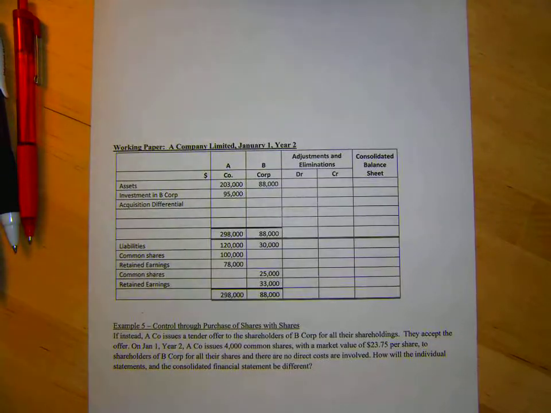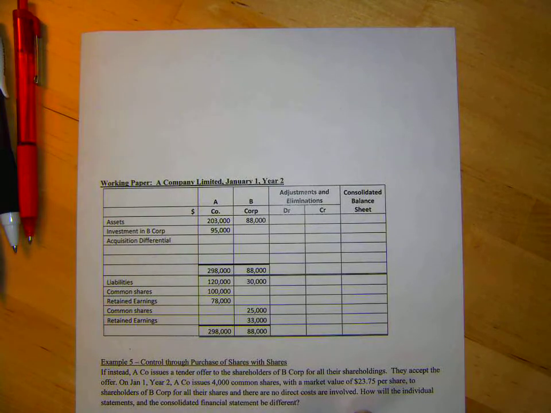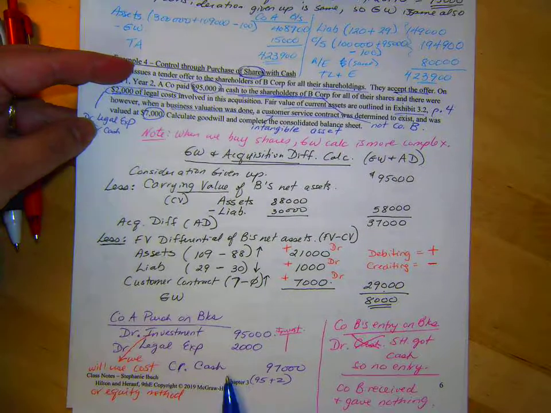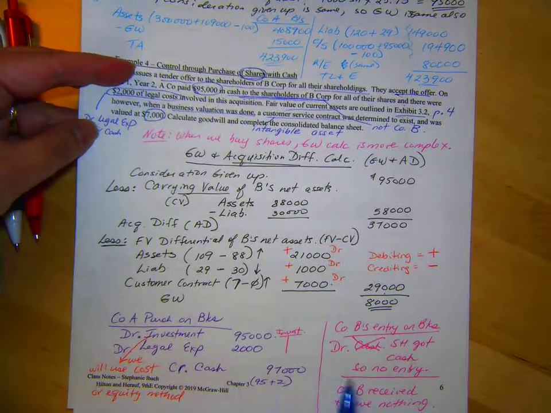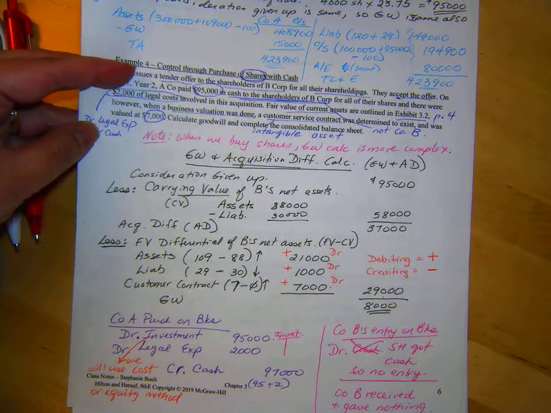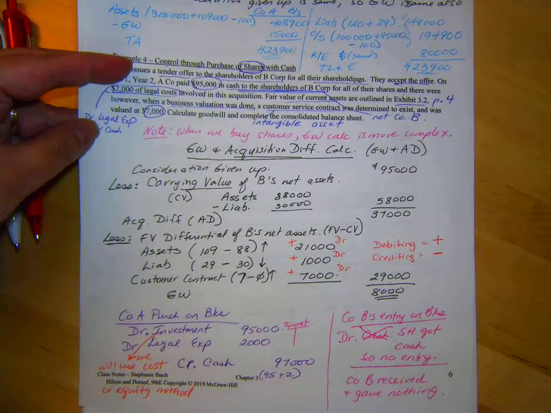Okay, we are continuing with example 4. We're on page 7, and we've just done the goodwill and acquisition differential calculation, so those are new little p's. And just so you can get it straight in your head, we did the entries on both Company A's and Company B's individual separate entity books, okay?